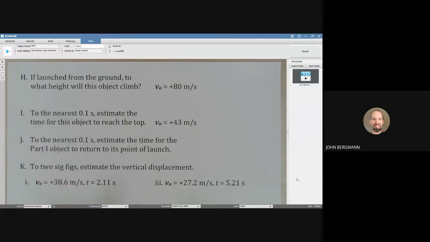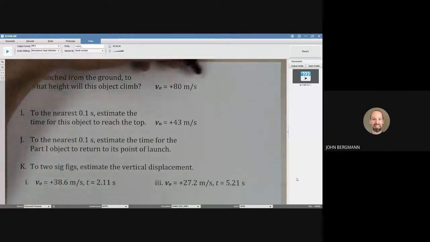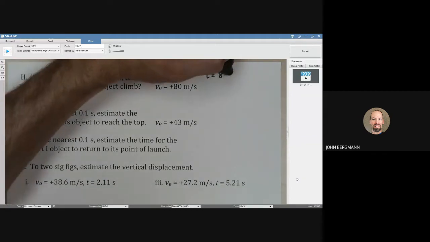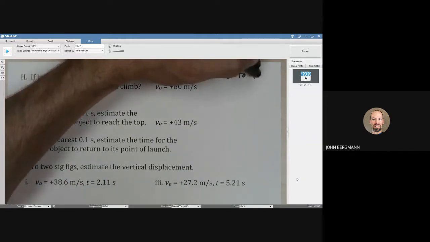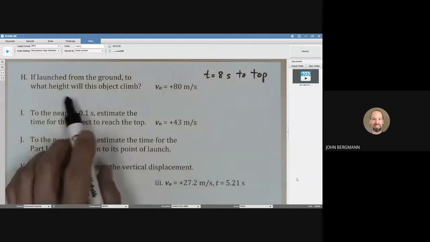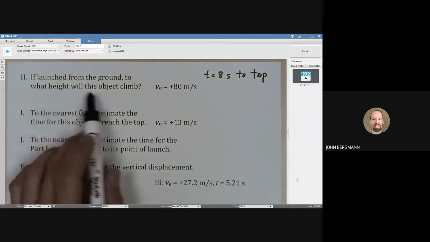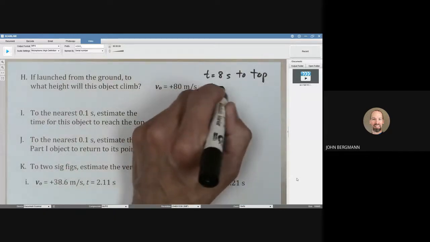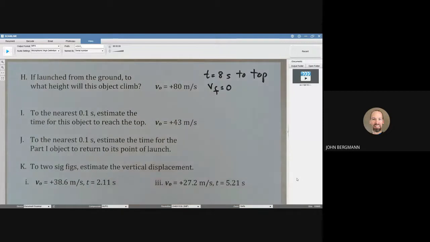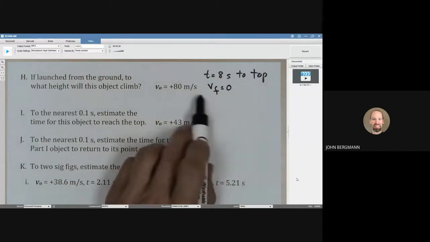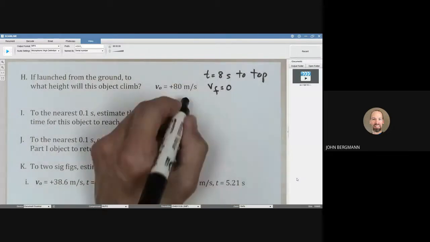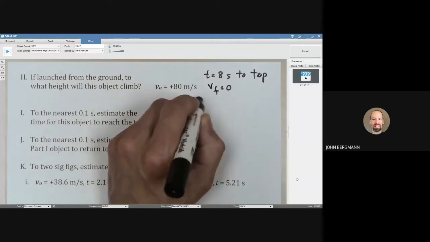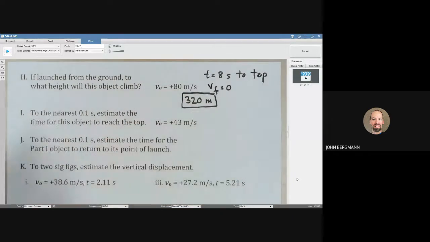What we want to do is use g is 10 meters per second squared in the downward direction. So it is going to take 8 seconds for this thing to get to the top. And to the top is what we're interested in when we're talking about to what height will the object climb. Well, at that point, isn't it true v final is equal to 0? So what's v average? It's 40 multiplied by 8 seconds. This is going to climb to a height of approximately 320 meters.